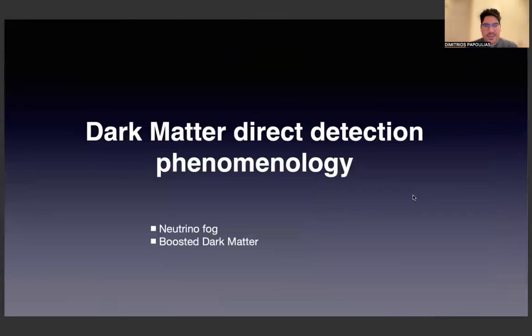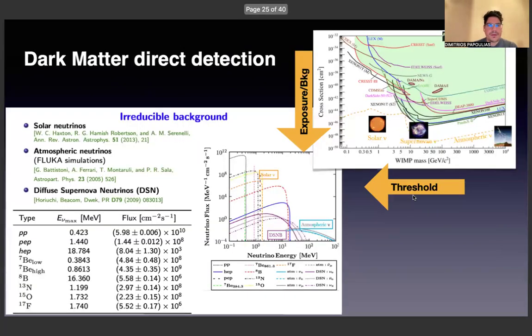So let me skip this subject now and focus more on dark matter direct detection phenomenology. In particular, I will be discussing the neutrino fog and the case of boosted dark matter, which is a new inevitable dark matter component. To put you in context, first, the typical constraints we are looking for are summarized here in this plot.